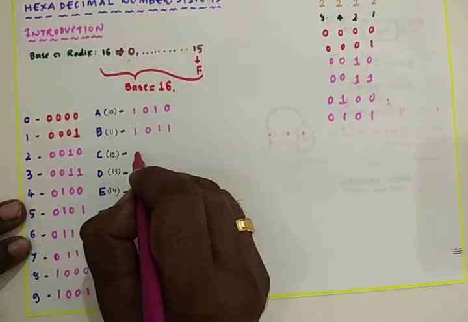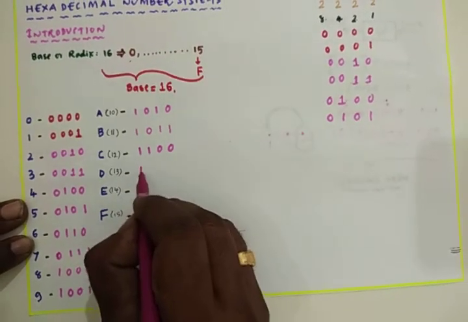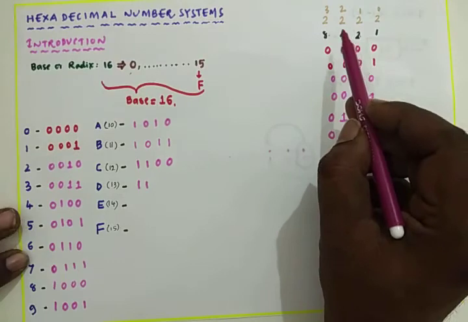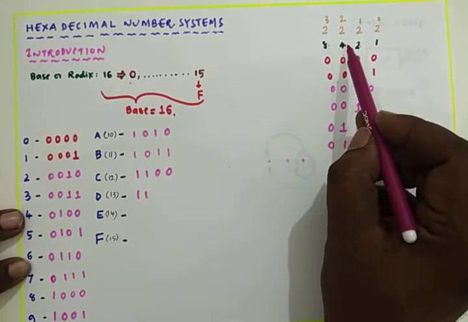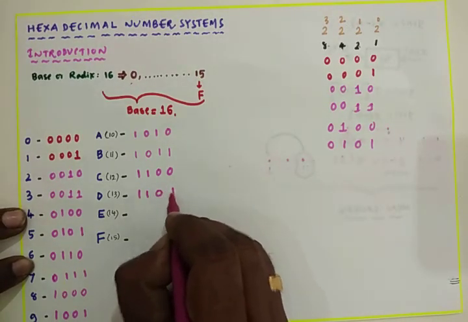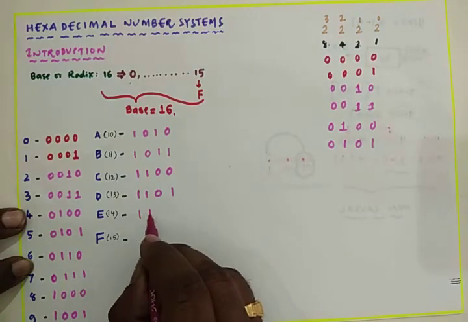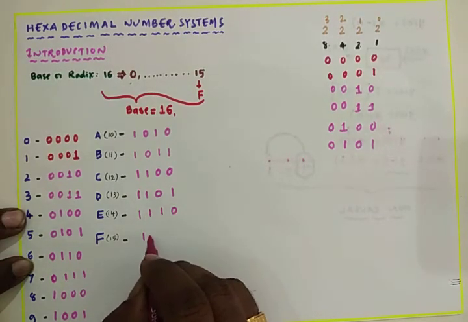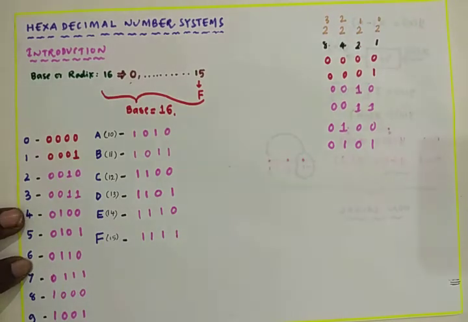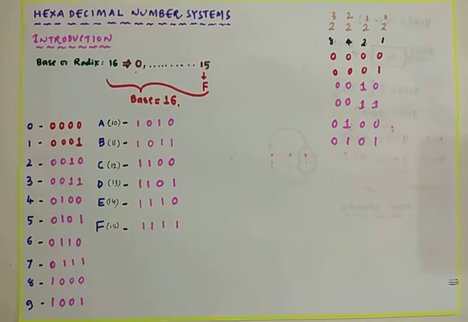12 is 1 1 0 0. Next 13 is 8 plus 4 plus 1, that is 1 1 0 1. 14 is 8 plus 4 plus 2, that is 1 1 1 0, and 15 will be 1 1 1 1. Now this is the representation of hexadecimal numbers in the binary form.